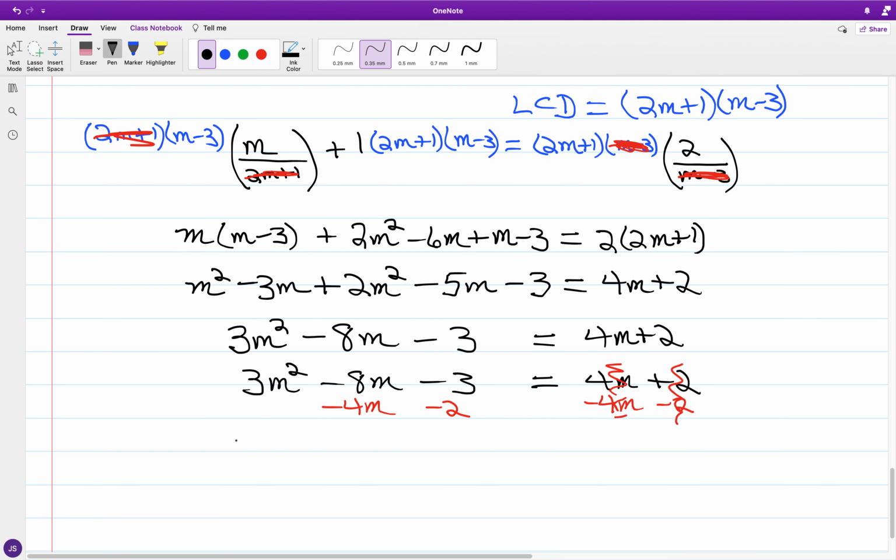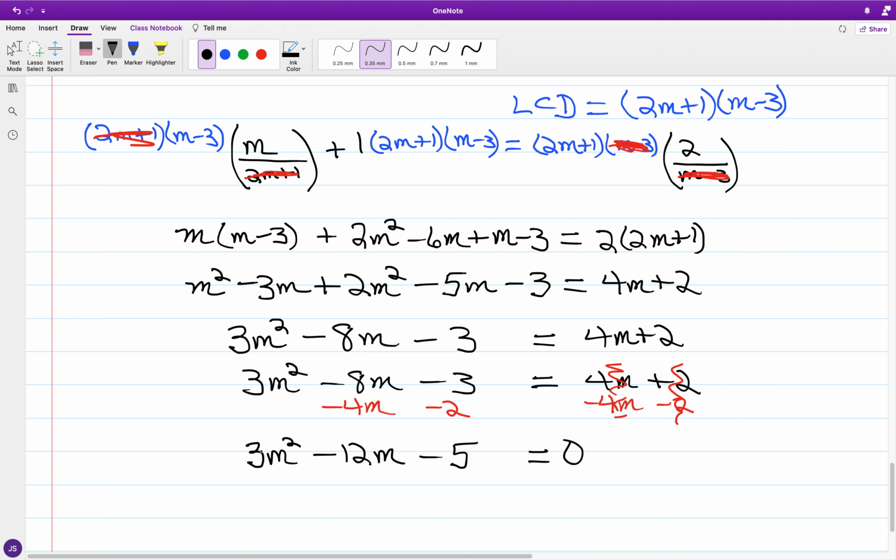So what I'm going to have here is 3m squared, negative 8m minus 4m becomes negative 12m, negative 3 minus 2 becomes negative 5, and we have that is equal to 0. Okay, and I'll go ahead and mention this is a tricky one because this particular trinomial cannot be factored.